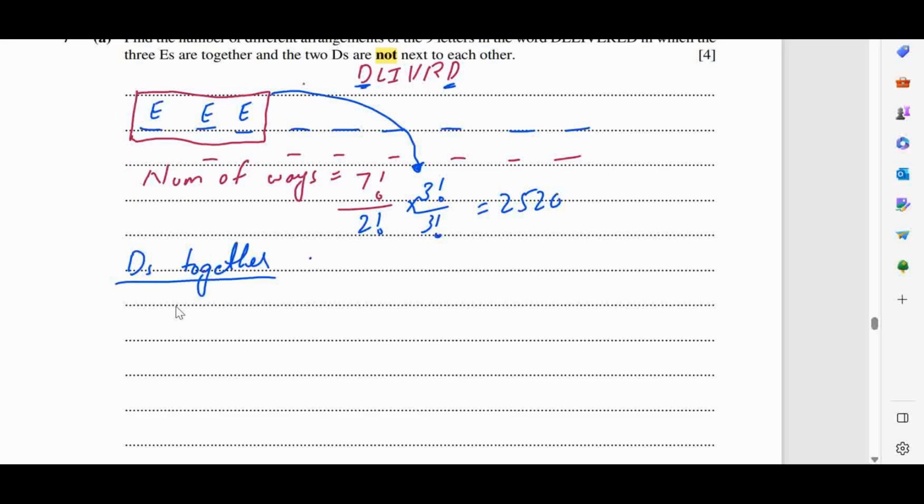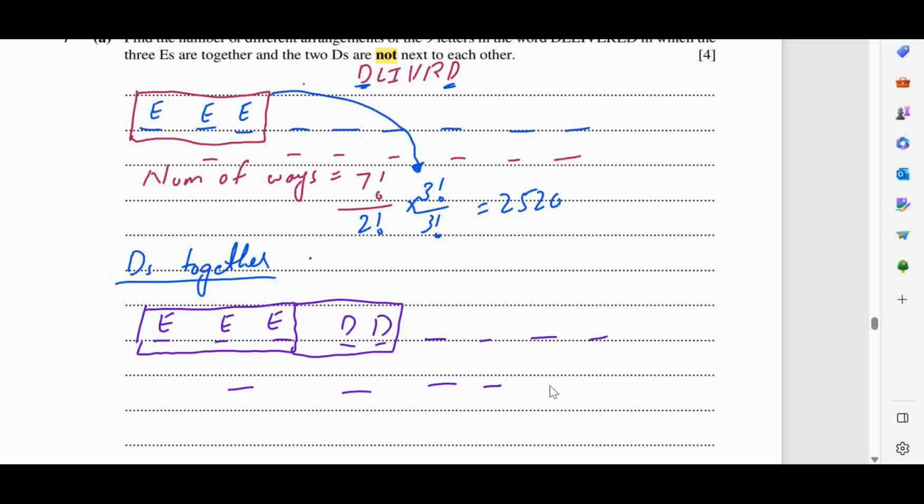So the case will be, we have 3 E's, and then we will have 3 D's, and then we have the remaining 4 letters, 1, 2, 3, and 4. Now this is one box. This one is the second box. So let's see, now we can see that 1, 2, 3, 4, 5, 6. Now we have 6 spaces.